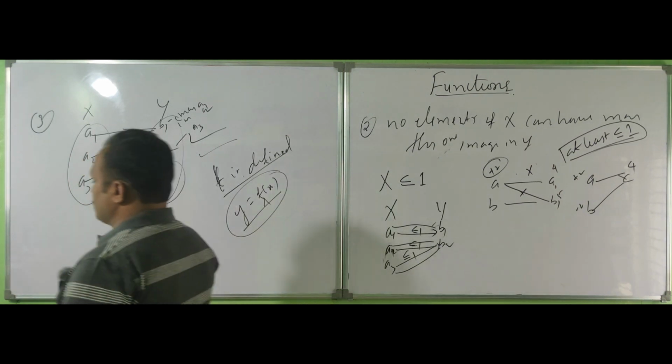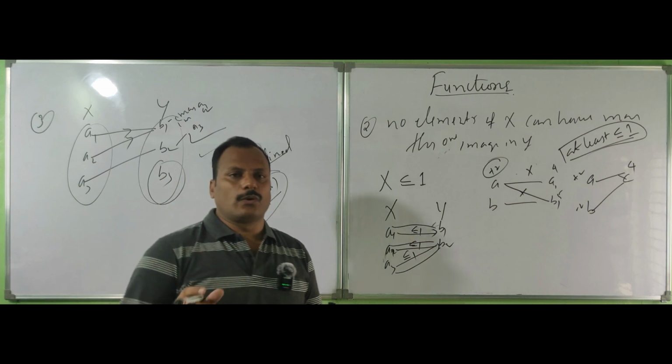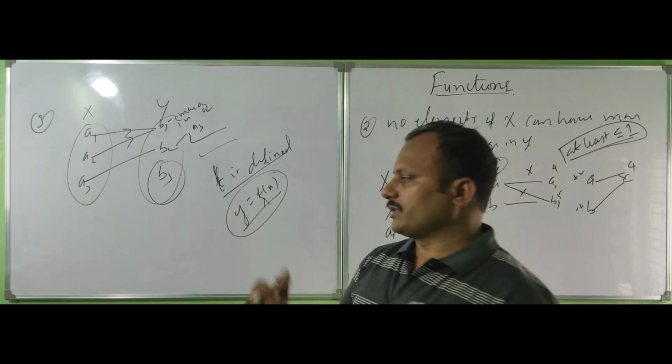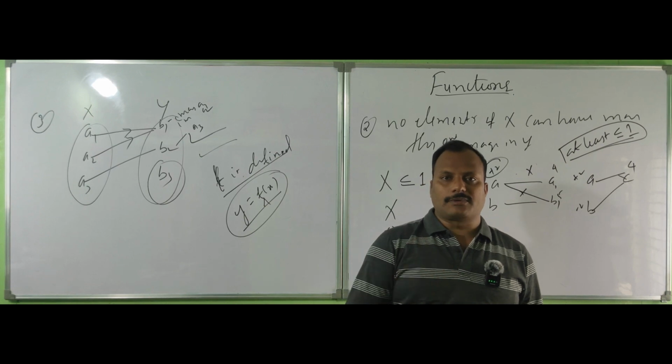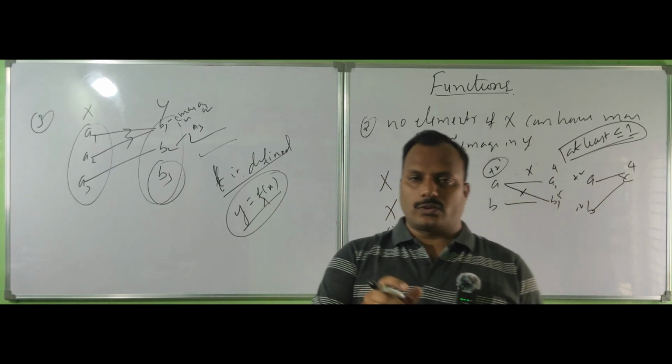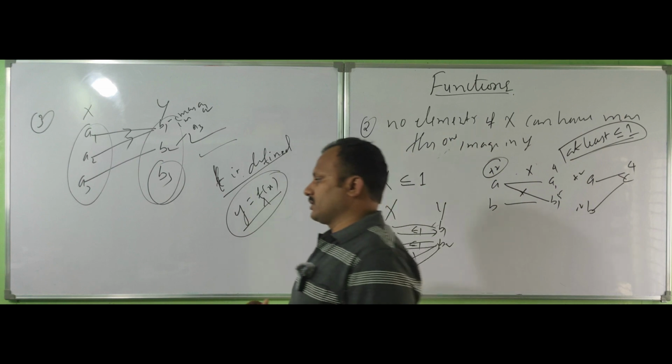Next, very important: types of function. We call them one-one function, many-one function, onto function, into function, and one-one correspondence. There are many varieties, different types. We will go through each one in detail with examples.